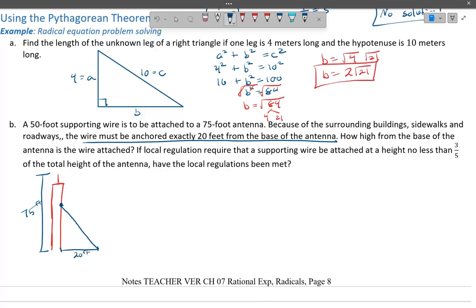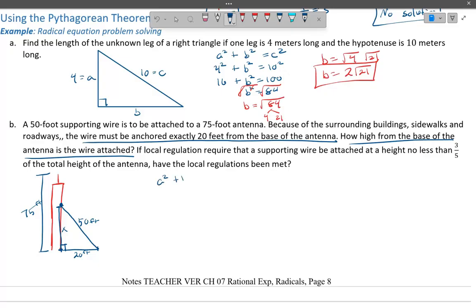So right now we see a right triangle that's being formed. And the wire that we're using is 50 feet long, so that's going to represent the hypotenuse. So we've got our right triangle here. The question is asking how high from the base of the antenna the wire is attached. We are trying to find this distance here. So we could label that x or any other variable.